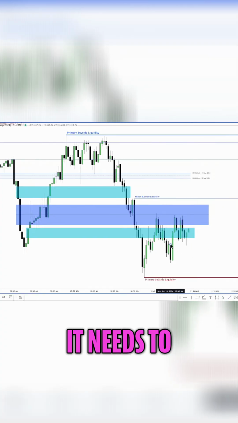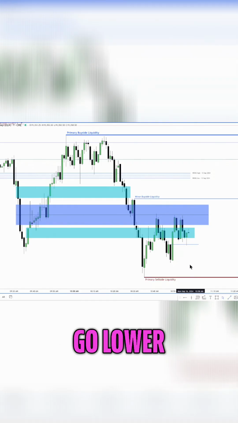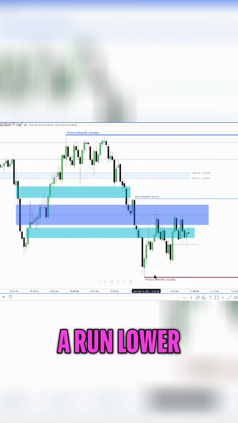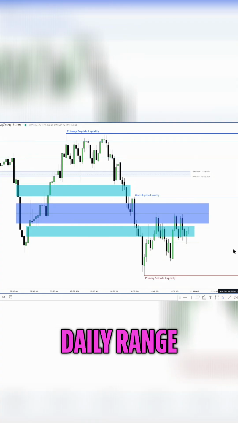So since we tapped it, it needs to start delivering above here. Any failure to go lower sets the stage for a run lower into that, and then we could probably just keep dipping lower into it, into a lower daily range.